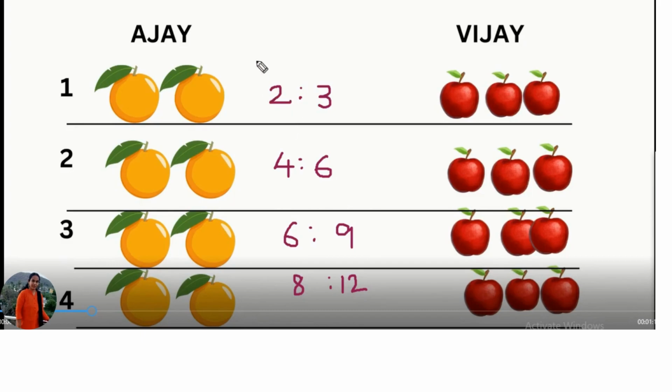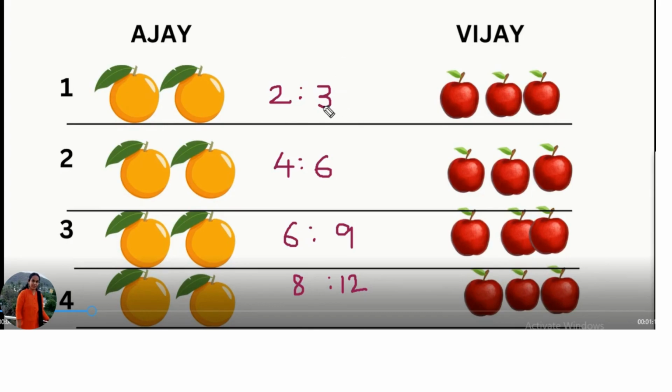So here 2 is to 3 doesn't say that they get only 2 oranges and 3 apples. On day 2, they are getting 2 more, so totally it will be 4 oranges. So 2 is to 3 does not mention how much they actually get. It is in the simplest form.